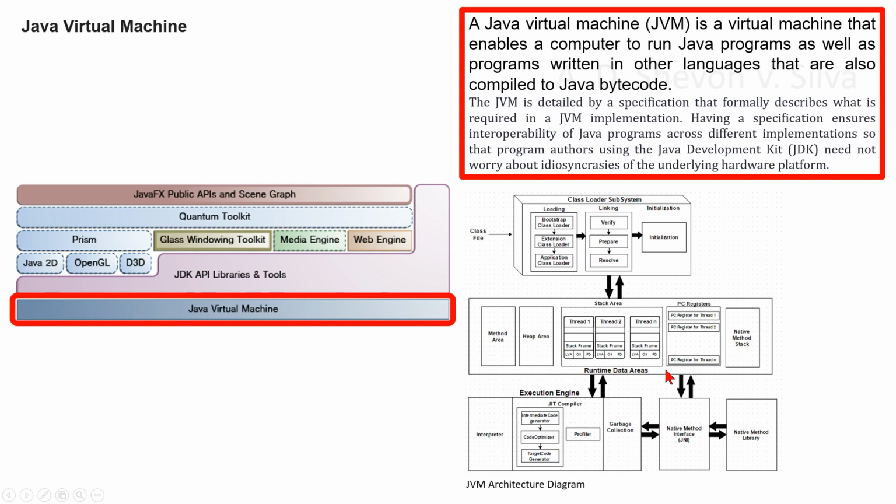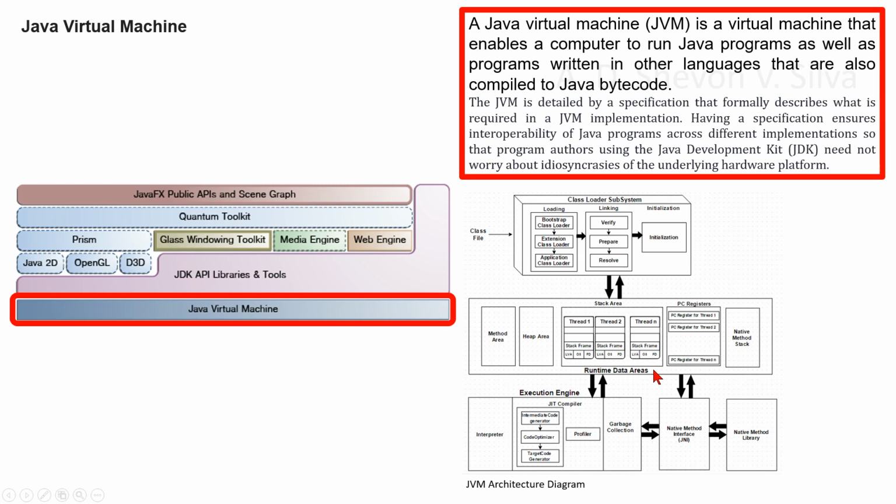Stack area: for every thread, a separate runtime stack will be created. For every method call, one entry will be made in the stack memory, which is called a stack frame. All local variables will be created in the stack memory. The stack area is thread safe since it is not a shared resource.